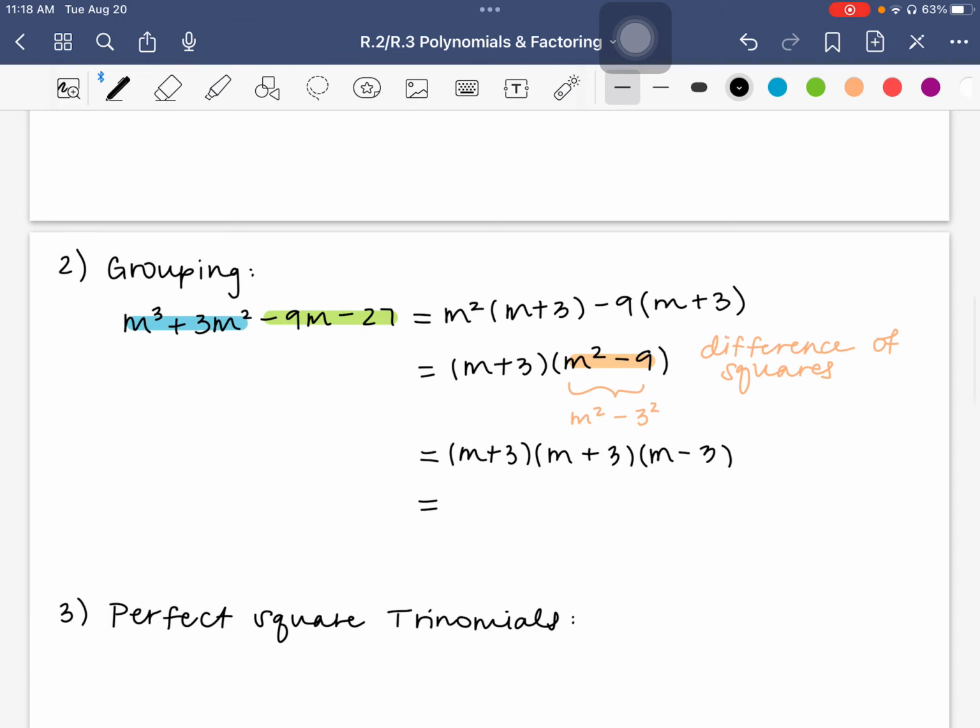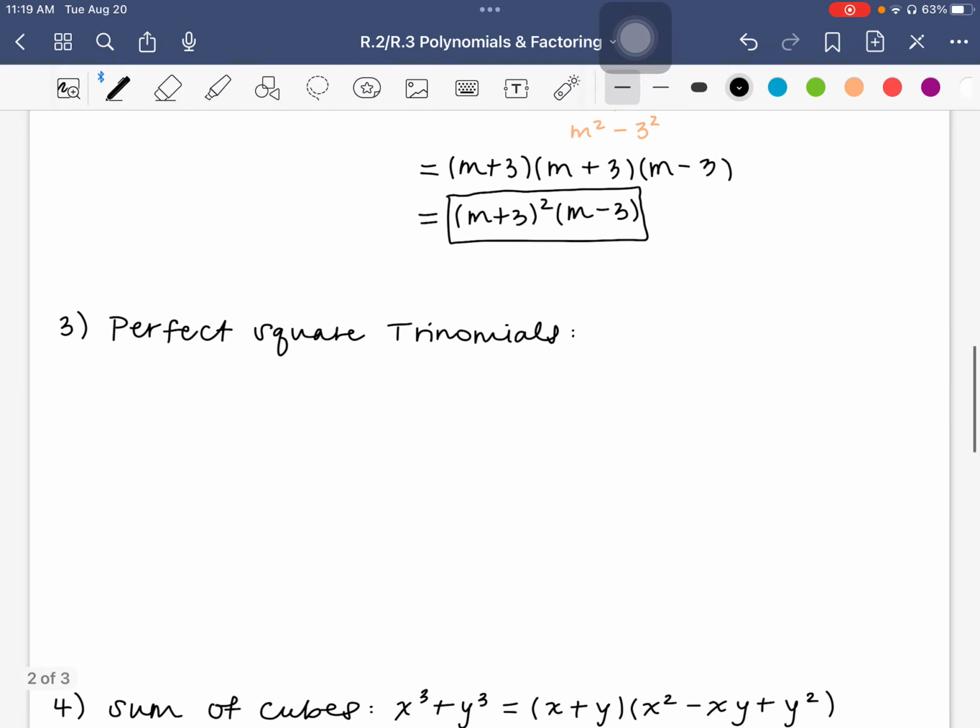All right, and then lastly, we do have two m plus 3 terms here, so we can write this as m plus 3 squared times m minus 3. And that is our fully simplified factored form.